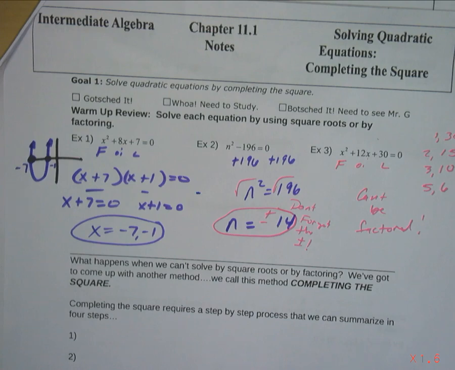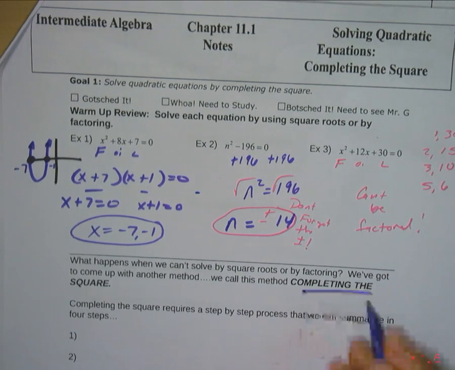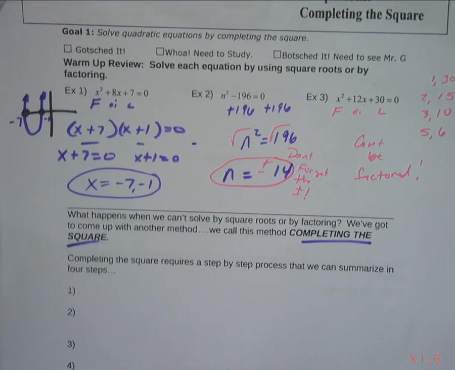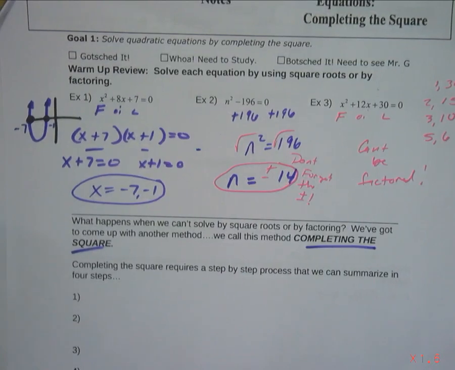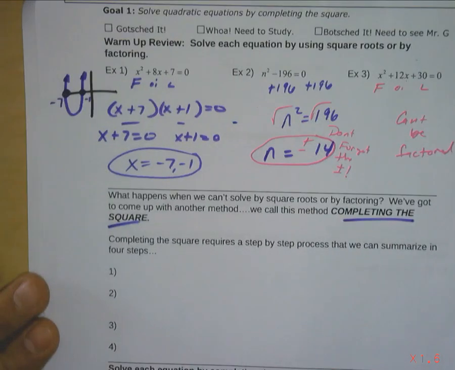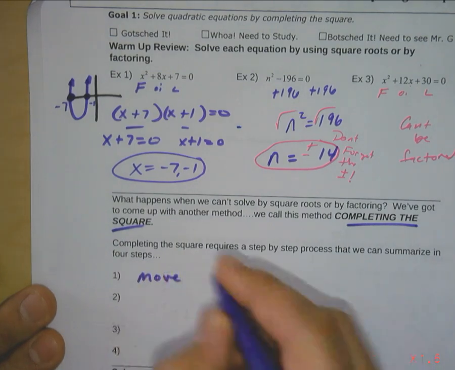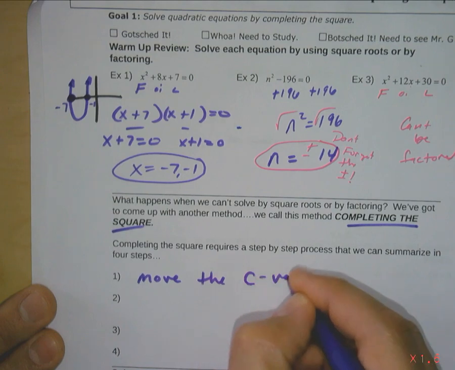All right, so as we take a look, it says what happens when you can't solve by square roots or by factoring. We've got to come up with another method, and we call that, again, completing the square. Okay? So completing the square requires a step-by-step process, and we summarize this in a few steps. Step number one for me is I always move the constant, the C value.